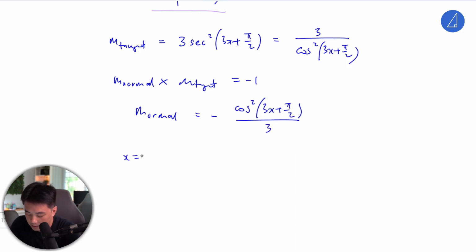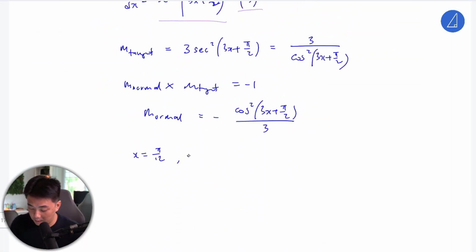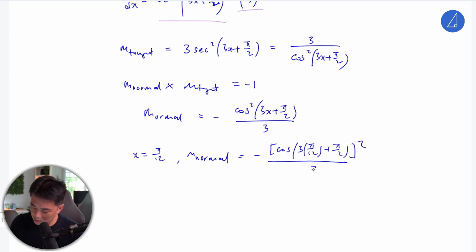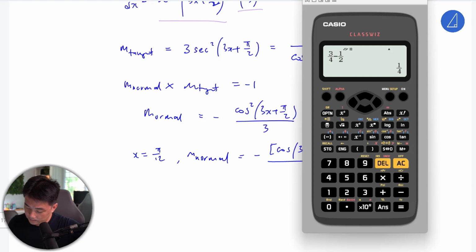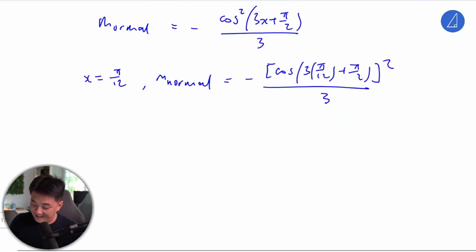So when x equals pi over 12, am I right? Yes, x, which is p, our m normal will be negative cosine square of 3 times pi over 12 plus pi over 2, all over 3. That would be 3 divided by 12 plus half, which gives 3/4 pi in the middle.